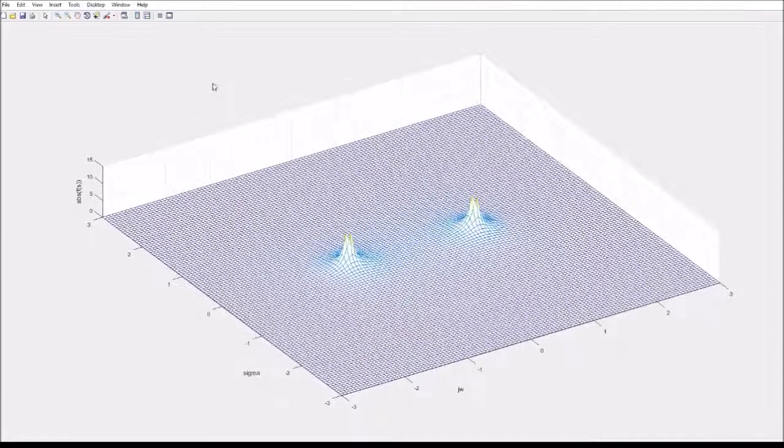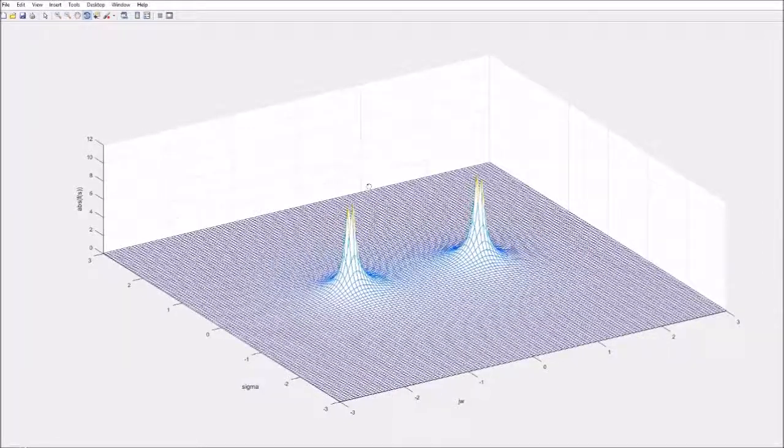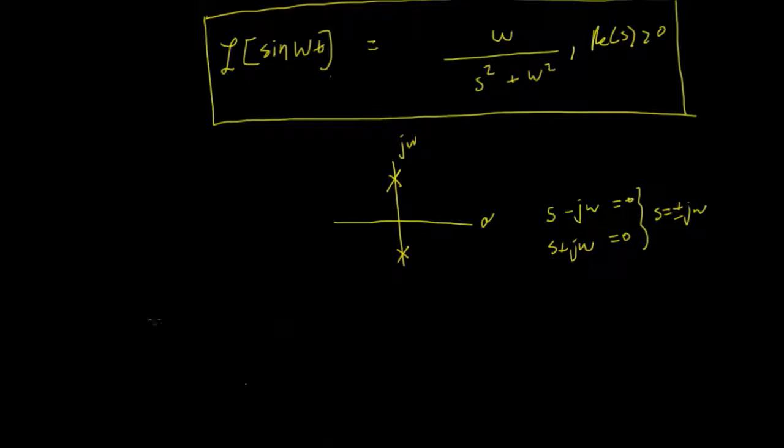So this is our sine omega t there, and you can see sigma equals 0, so it all lies in the sigma equals 0 axis, and we don't have any zero here, we only have two poles, a pole at minus 1j and plus 1j. Okay, so that's exactly what we were expecting to see. So let's go back and we'll just do another couple here.